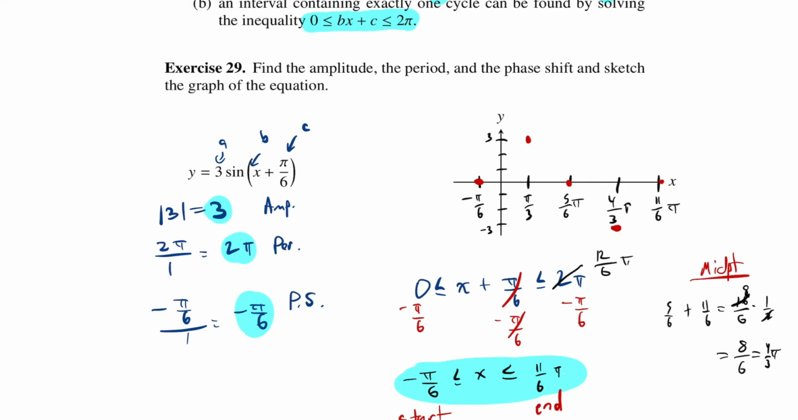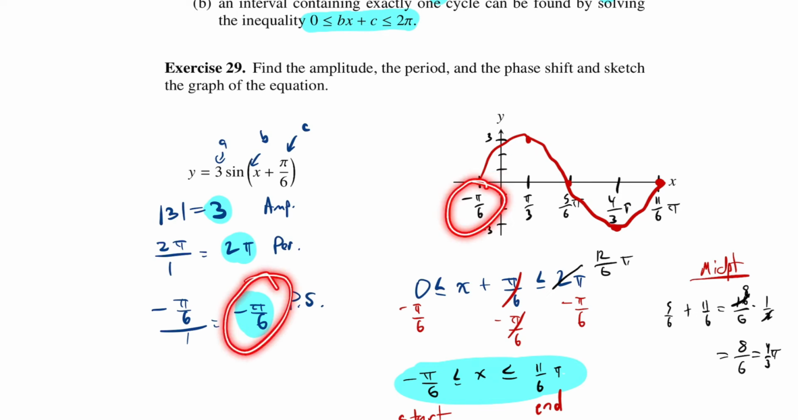As you can see, there's a phase shift, a horizontal shift, because it usually starts at 0, but this time it starts at negative pi over 6, which we already knew because we used the formula negative c over b, which is here. All right, let's look at another problem.